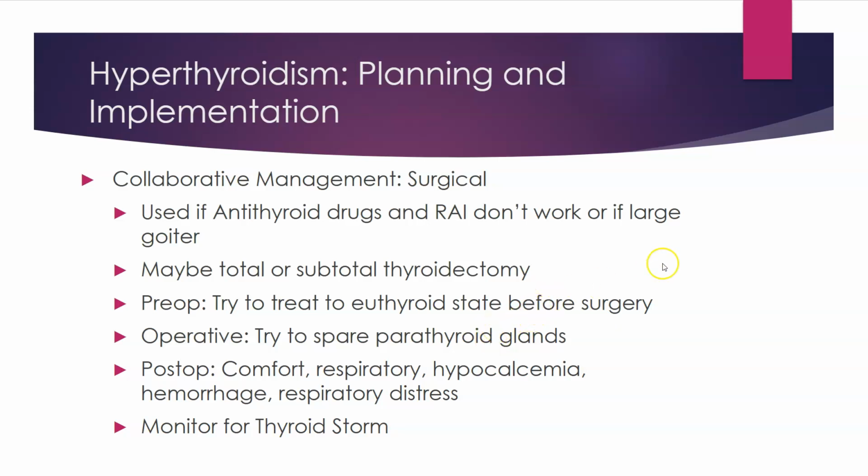So planning and implementation, so surgically or with radioactive iodine. Those might be situations that we'll do. So with that, pre-op, try and treat that as much as possible before we do these things, but if that's not possible, then we're doing surgical methods to remove the tissue that's causing complications and spare the good tissue. Post-op, comfort, respiratory status, hypocalcemia, hemorrhage, and respiratory distress are all things that we're watching for and trying to prevent. And then, of course, monitoring for that thyroid storm.